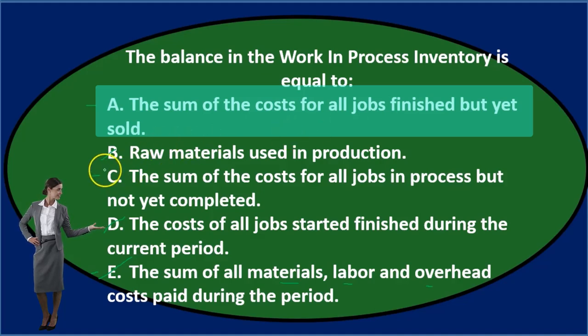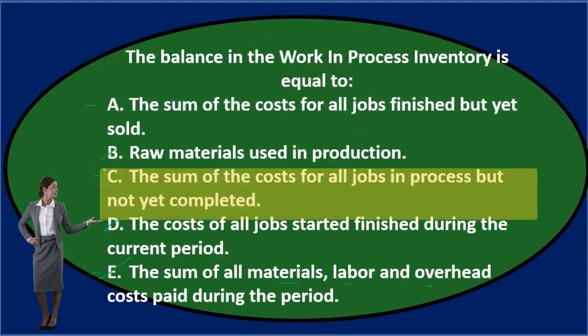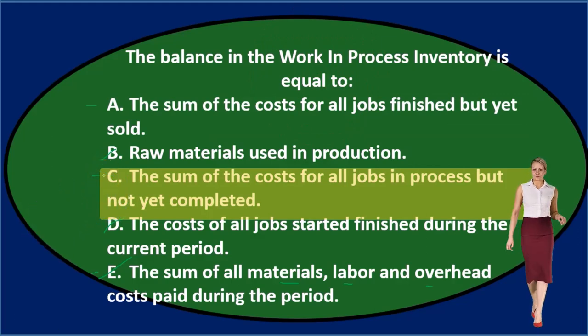If we summed up all those jobs that are done, that would be equivalent to finished goods, not work in process. So final answer, the balance in the work in process inventory is equal to C, the sum of the costs of all jobs in process but not yet completed.